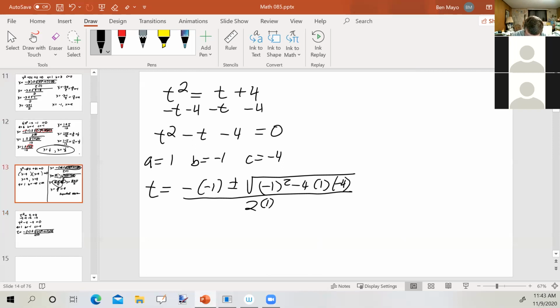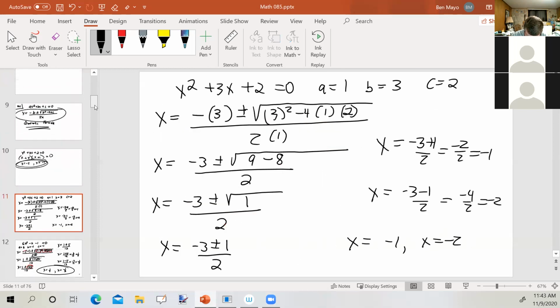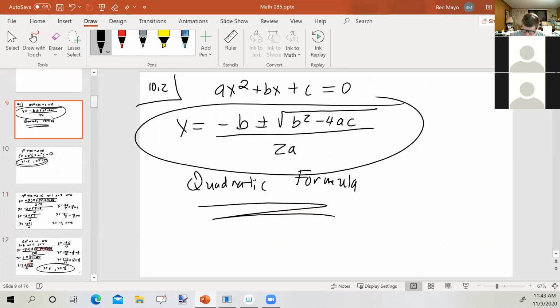Okay, let's see if I can go back to where it first showed up. Here we go. So it goes like this. -b plus or minus the square root of b squared minus 4ac, b squared minus 4ac all over 2a, all over 2a. There you go.